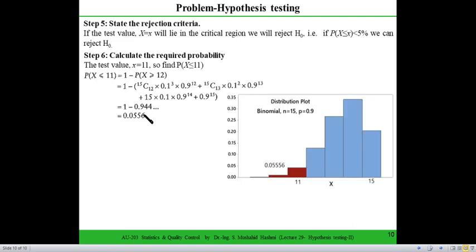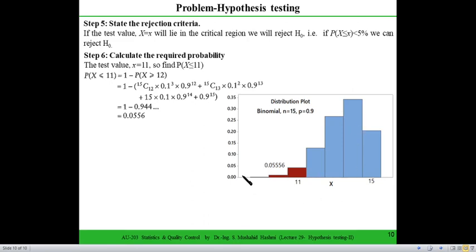We can see on this Minitab as well the distribution for a sample size of 15 and a probability of success of 0.9. We know in a binomial distribution, when the probability of success is other than 0.5, then you have a skewed distribution.